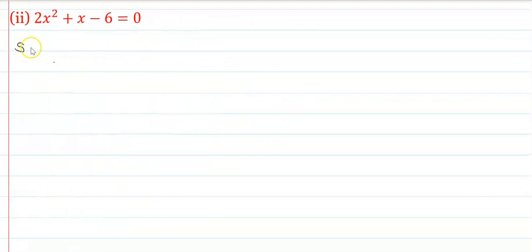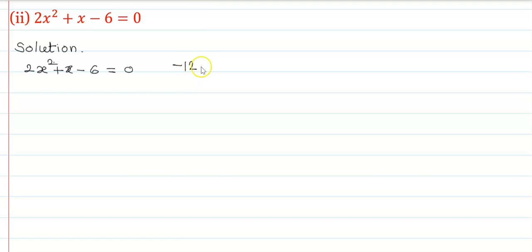Now the second example, its solution. Okay, the example is 2x square plus x minus 6 is equals to 0. Again, the product of the first term and the last term is 2x square into minus 6. Then you will get minus 12x square.